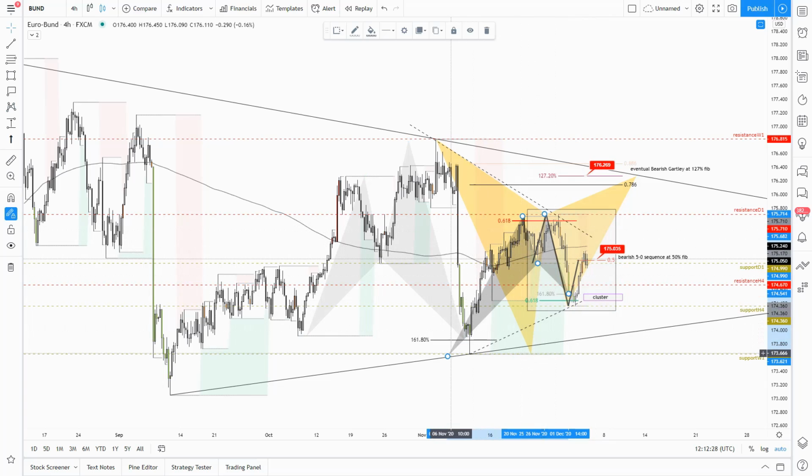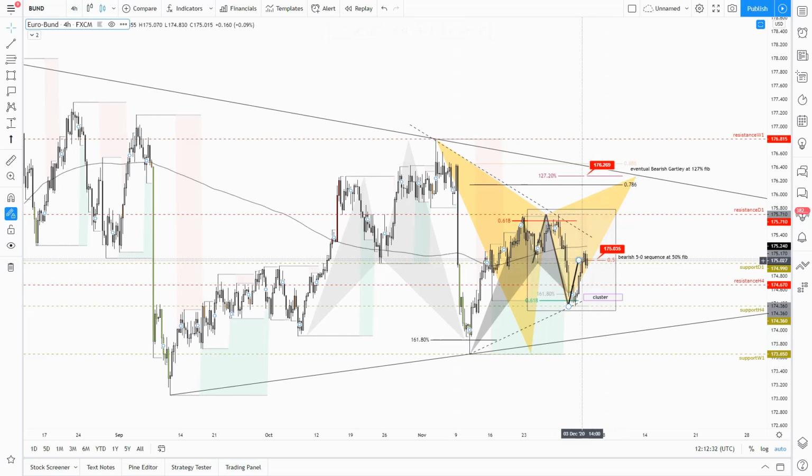Default expectation for the Shark, 50% Fibonacci retracement level right there. The price starts to bounce, 50% Fib, bearish 5-0 sequence. So we expect some pressure at this point. We can expect the Bund to trade a few points below default expectations or default targets.